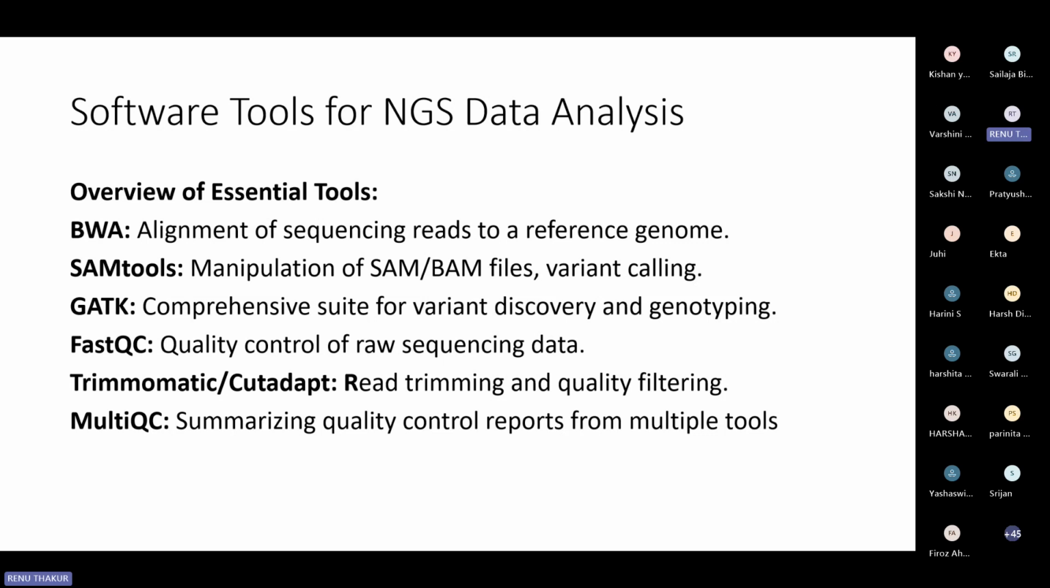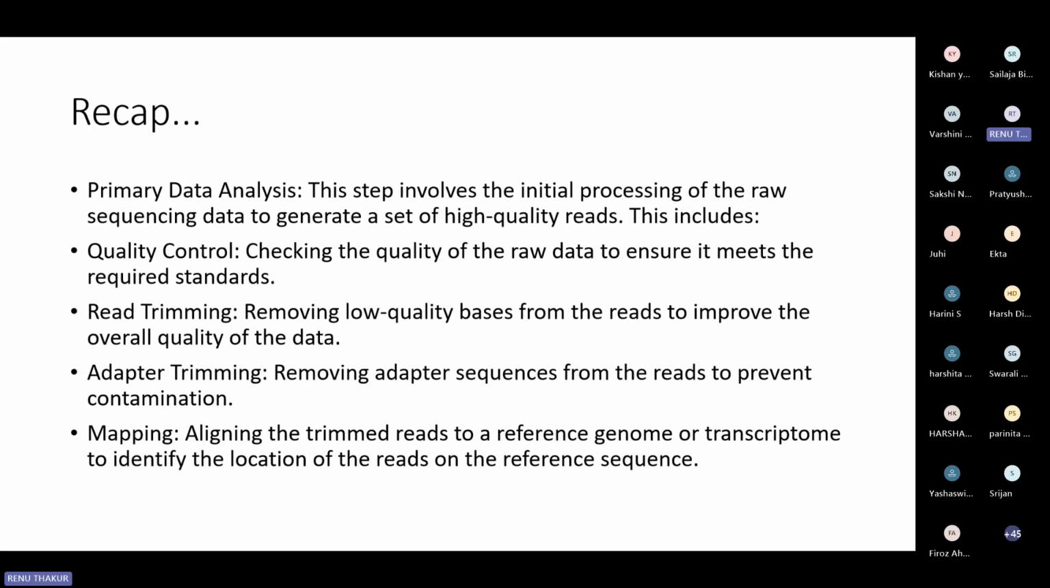Okay, and those are the software tools we discussed so far. BWA is the alignment of sequencing reads to a reference genome. SAMtools, it is just repetitive, we can just go through it. And a recap: primary data analysis. What do you do for quality checking? You identify the high quality reads, quality control. And if there are any low quality bases or adapter sequences, you do the trimming.